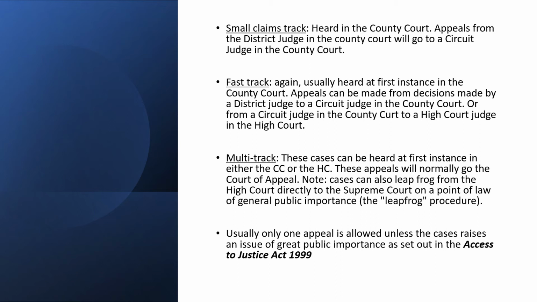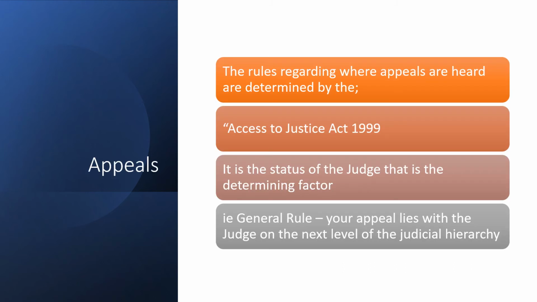Now multi-track cases, these cases can be heard at first instance in either the county court or the High Court, and the appeals normally go to the Court of Appeal, but you can leapfrog to the Supreme Court if it's a point of law of general public importance. Usually only one appeal is allowed unless the case raises an issue of general public importance, so that is a high bar to pass.